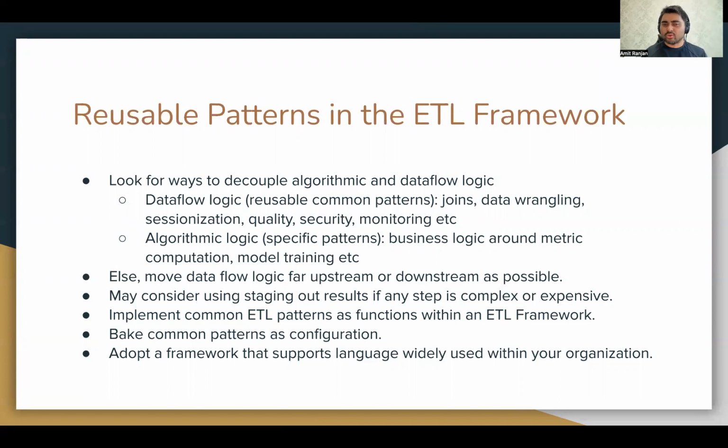Joins, data wrangling, quality monitoring, sessionization, if these are common, try to bake them as configurations or try to provide reusable functions for them. And for those logic which are algorithmic, specific to a business use case, they might be kept separate. If you cannot decouple them, then try to have an ordering in them. Maybe you can have data flow logic in the beginning of the pipeline and all the algorithmic logic towards the end, or the other way around.